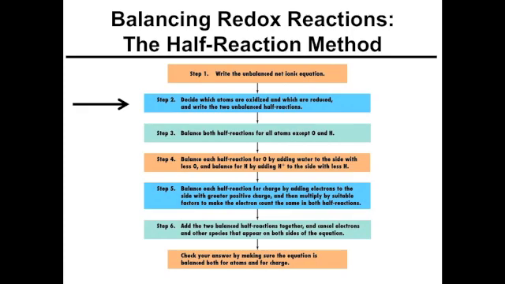So the first step was to write our net ionic equation that's provided in the question. Second step, we have to decide what's being oxidized and reduced and split it into our 2 half reactions. So pause this for a second and see if you can split this into its 2 half reactions.